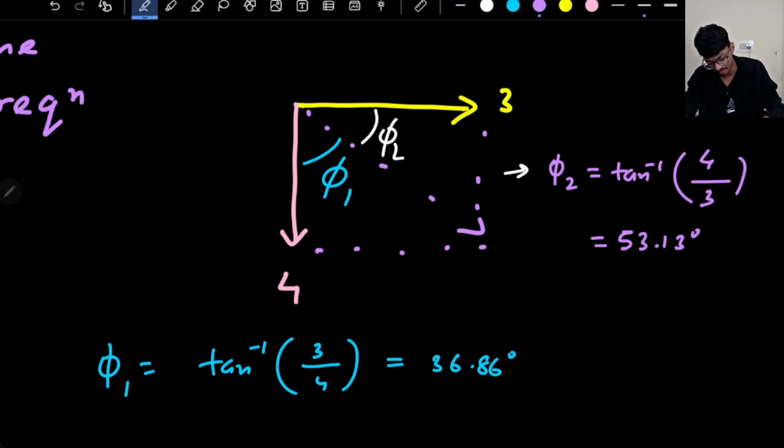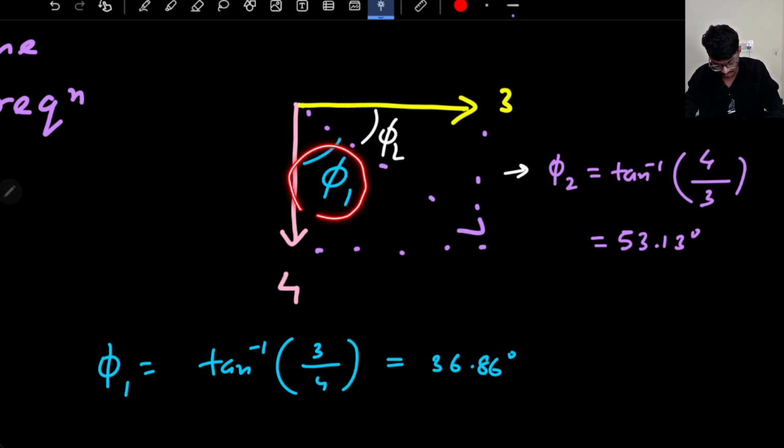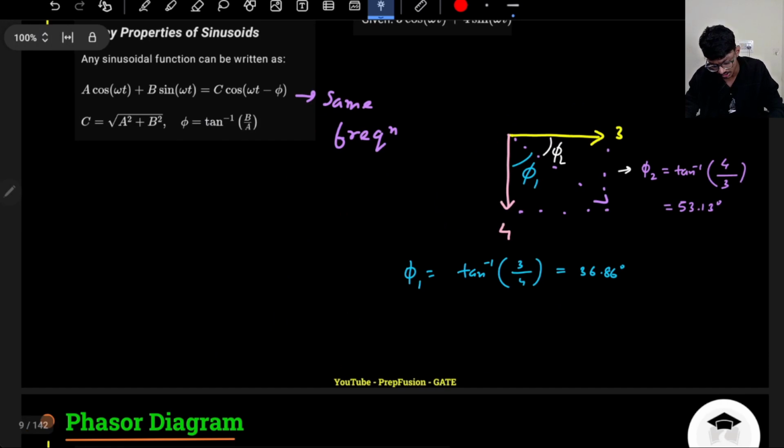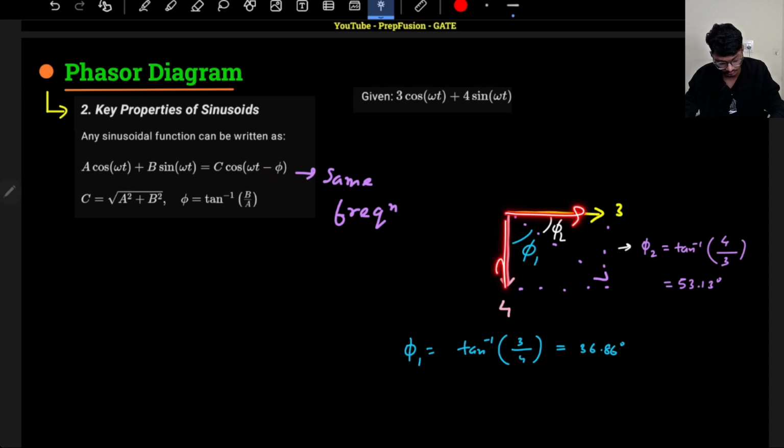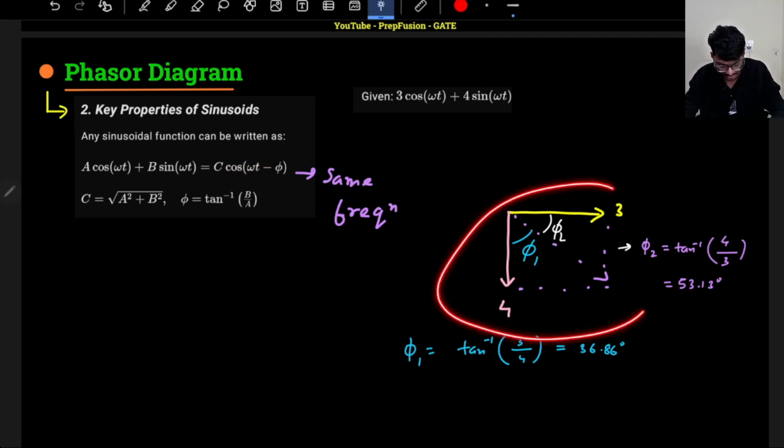There is another way around as well. This whole addition is 90 degrees, so if I subtract this angle from 90, I will get back phi 2. That also works. So you get the phase angle phi. You can draw these vectors and calculate the phase angle, whether it will be negative or positive. You don't need to remember the formula, just understand visually.